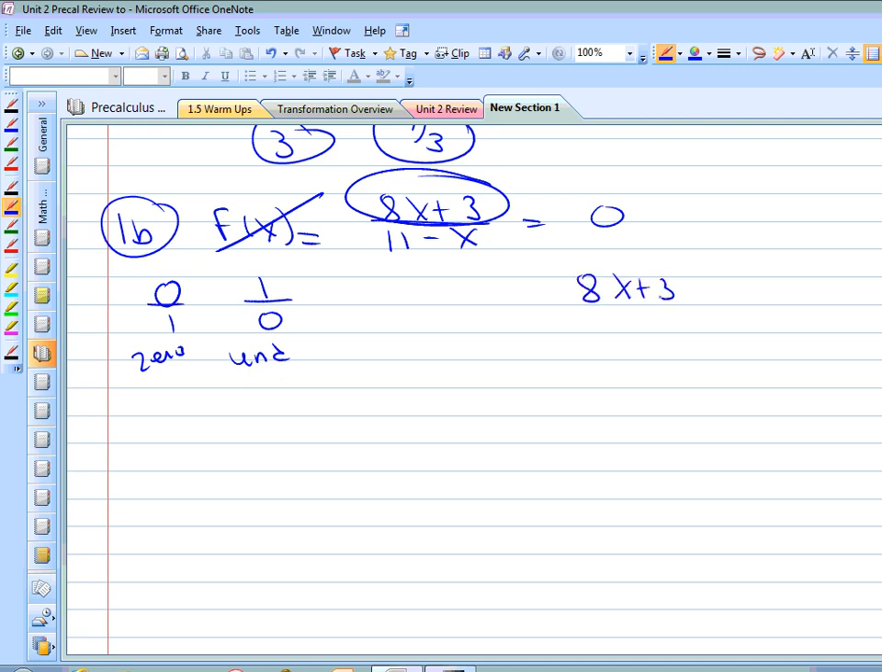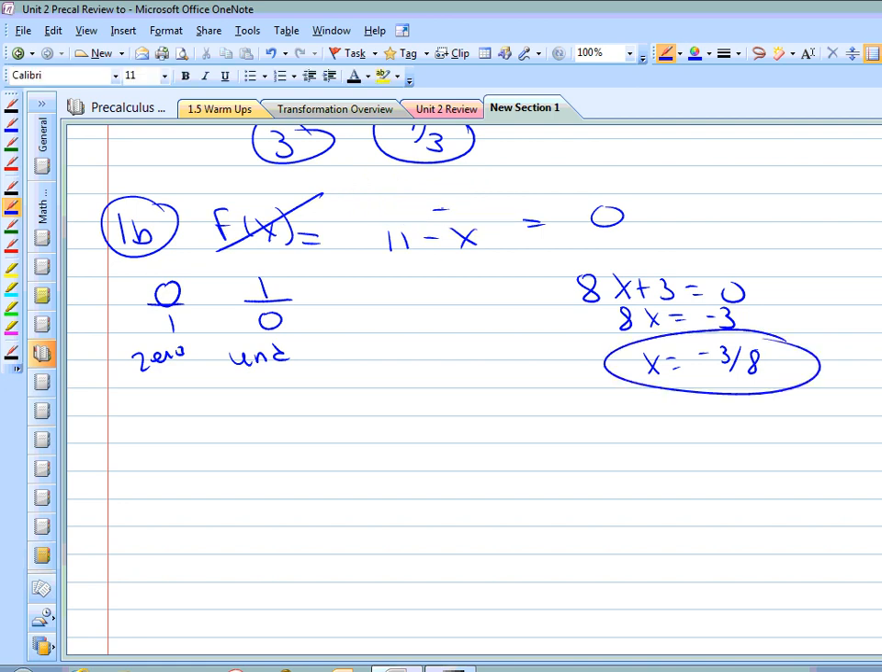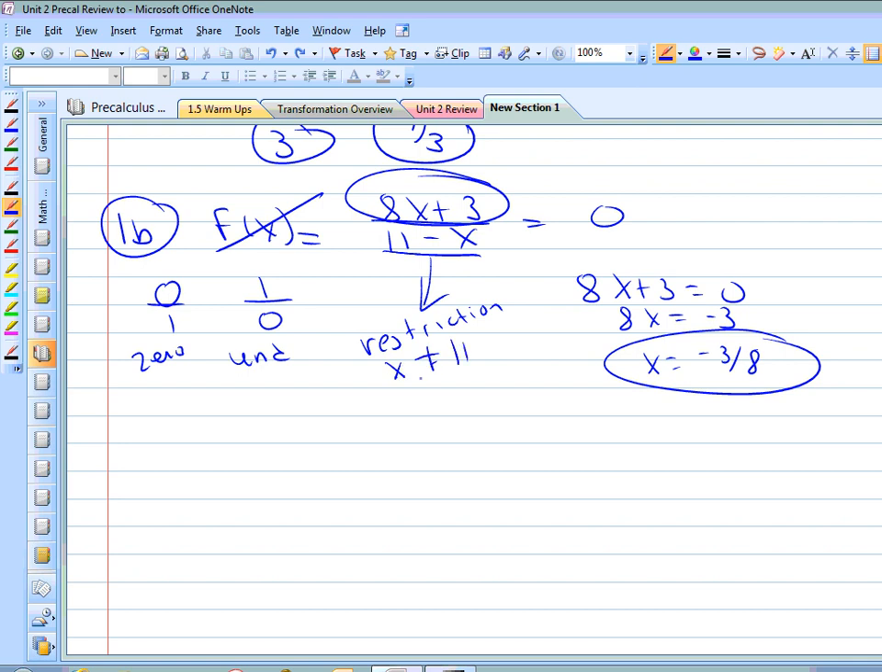So 8x plus 3 equals 0. Subtract 3, 8x equals negative 3. Divide by 8, x equals negative 3/8. That's my 0. Oh, one other thing, because you're in a pre-cal class: notice that the bottom of this is going to have a restriction. So we have a restriction that x cannot equal 11 because we would have an undefined term. But our 0 is negative 3/8. Way to go, Bearcats. Let's go on to part 2.